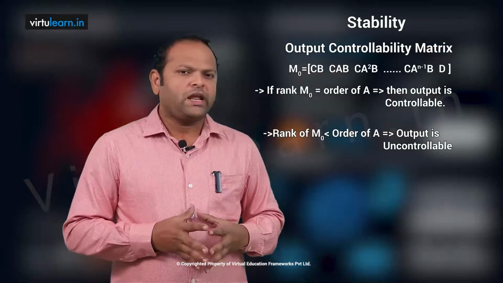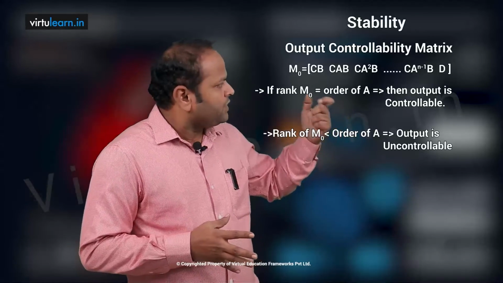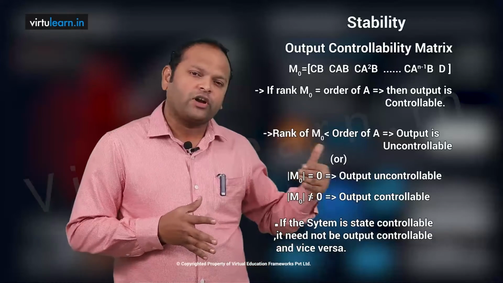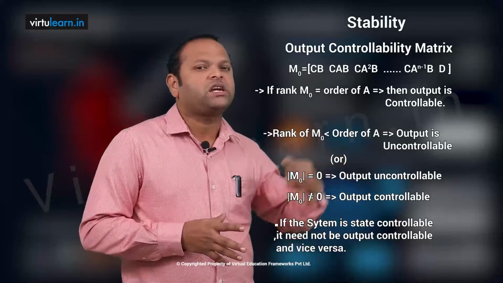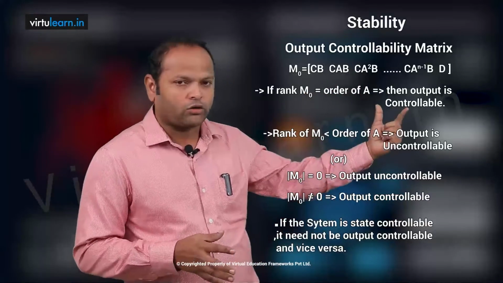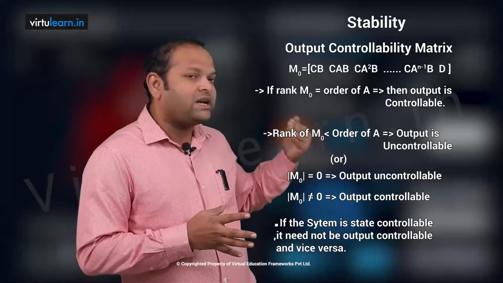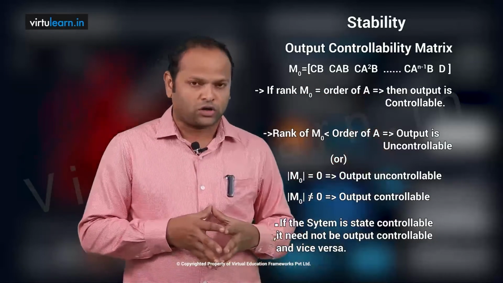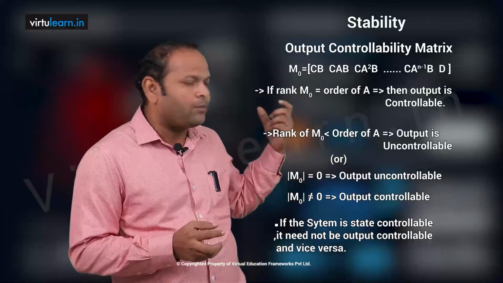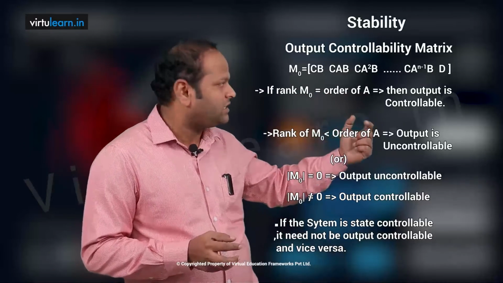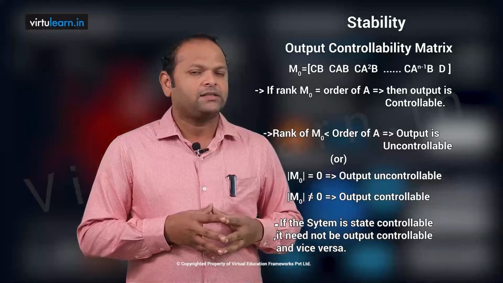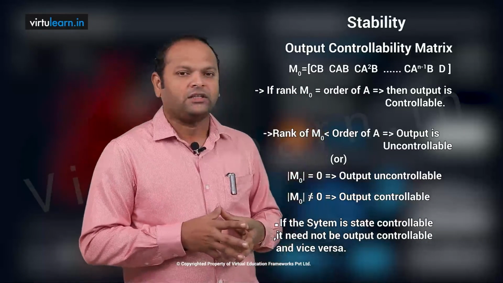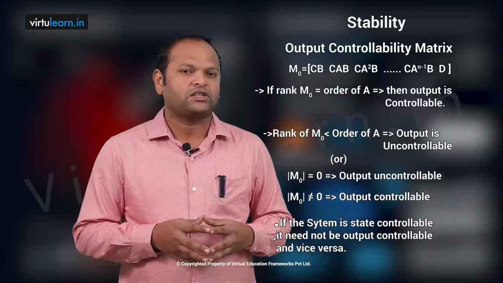The controllability matrix M is called the state controllability matrix; the concept of controllability usually refers to state controllability, but we also have output controllability. If the system is completely state controllable, it need not be output controllable. Or if the system is completely output controllable, we cannot say that the system will be completely state controllable. These are two different concepts, so one is not related to the other. It all depends on the A, B, C matrices of the system.